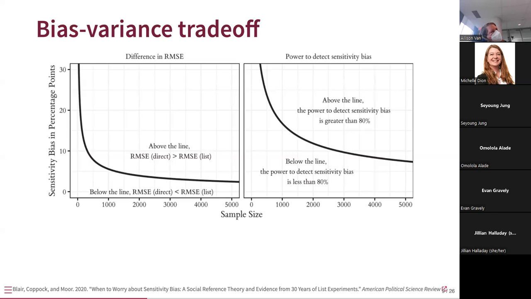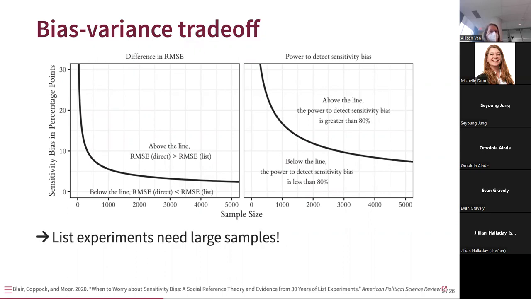So here, what we're saying is, if you have, again, 1,000 respondents, the sensitivity bias, the gap between direct questions and list experiment, has to be at least 15% for you to be confident in your list experiment. 15% of the people in your sample would only give you honest answers if you use a list experiment.